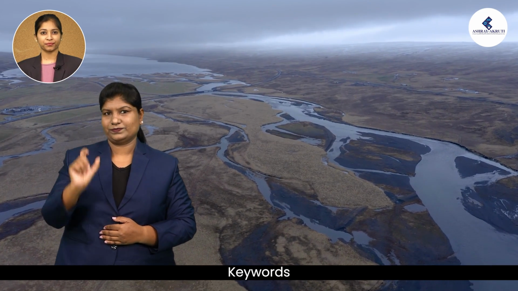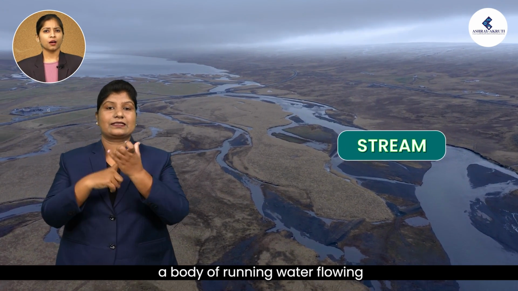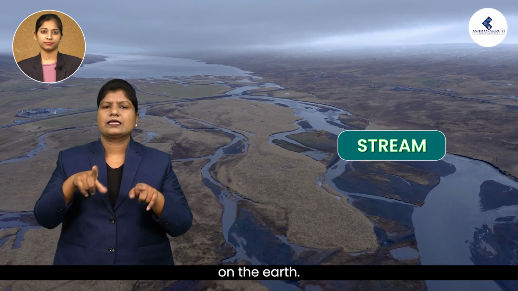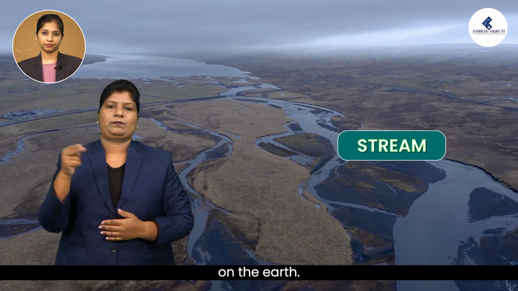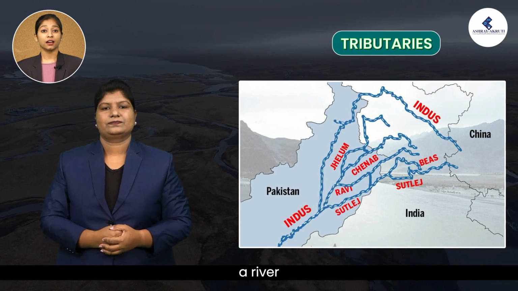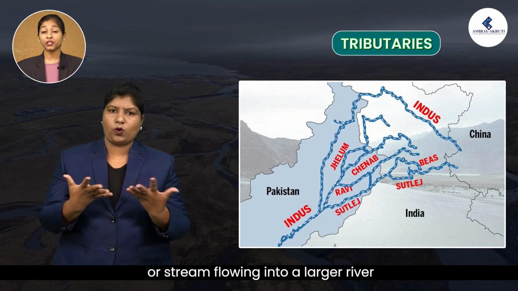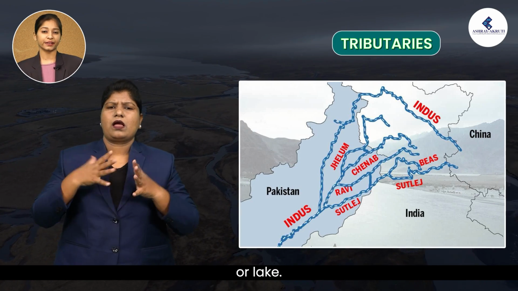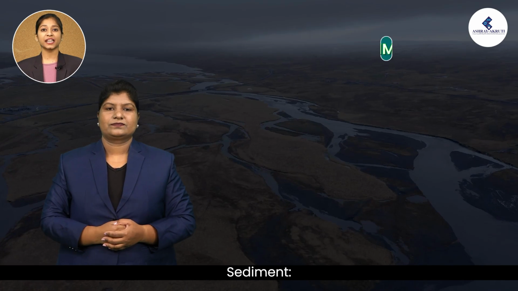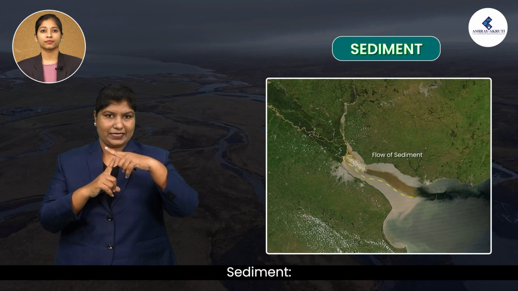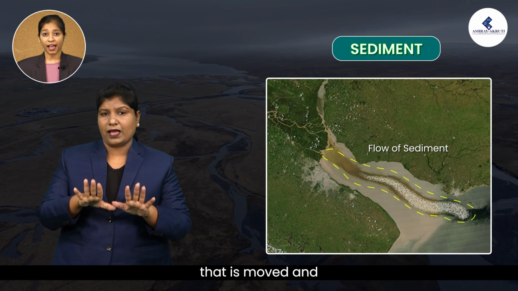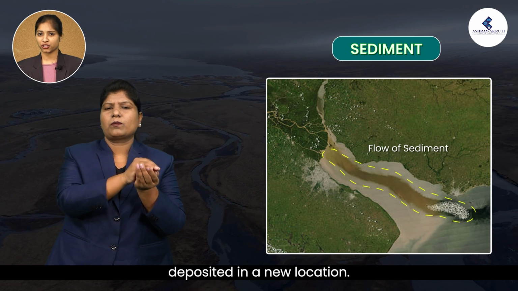Keywords. Stream, a body of running water flowing on the earth. Tributaries, a river or stream flowing into a larger river or lake. Sediment. Sediment is a solid material that is moved and deposited in a new location.